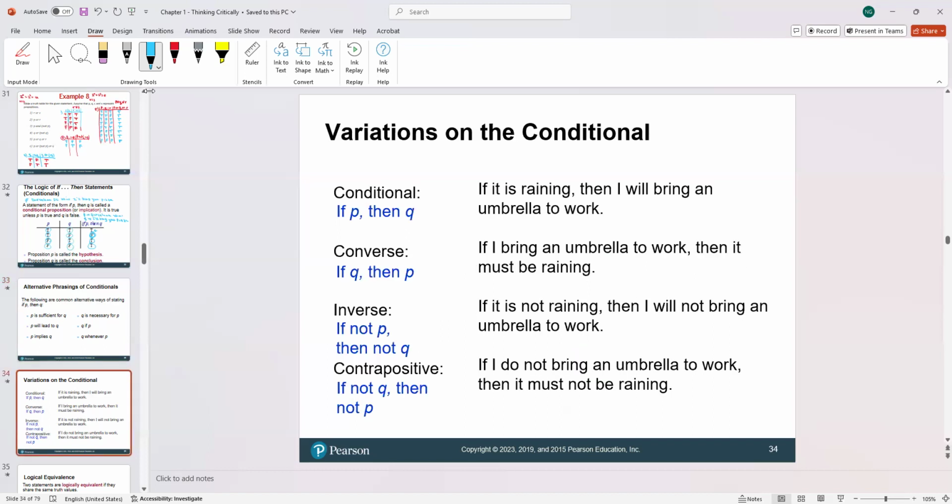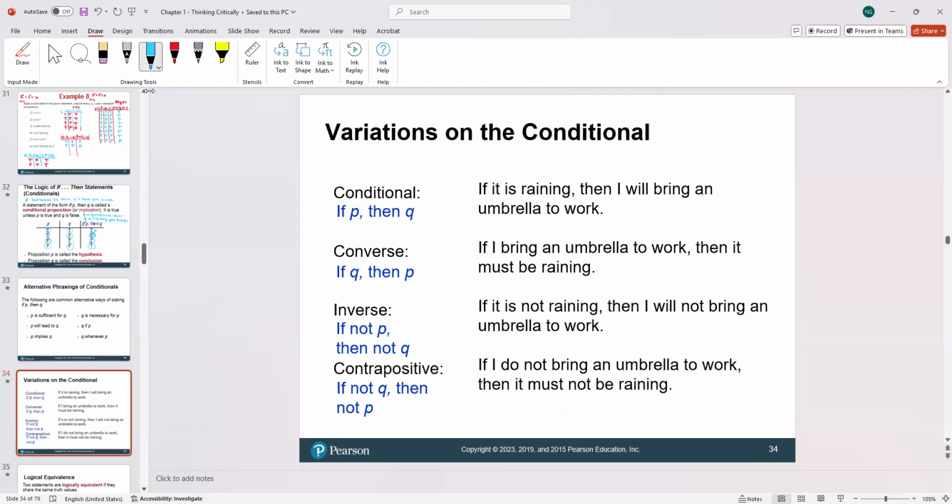Conditions: say it is raining, then I'll bring an umbrella to work. If P, then Q. If it is raining, then I'll bring an umbrella to work. Some of those examples I wanted to share with you. Converse, because as I said, we have so many statements like this that we can use.